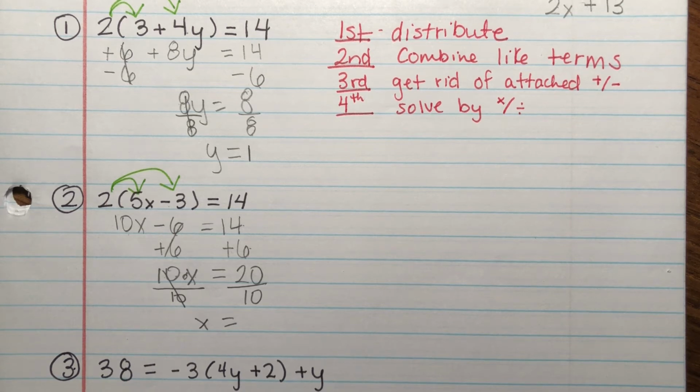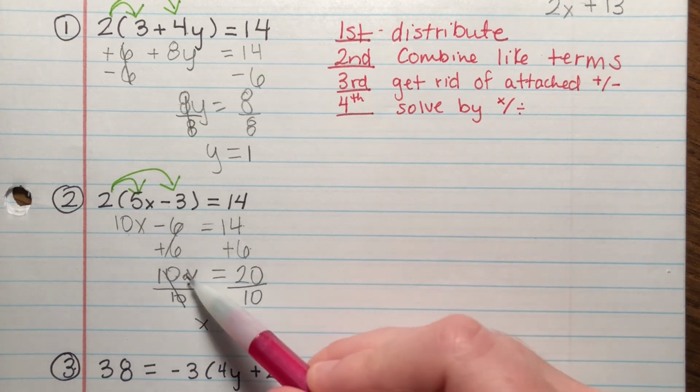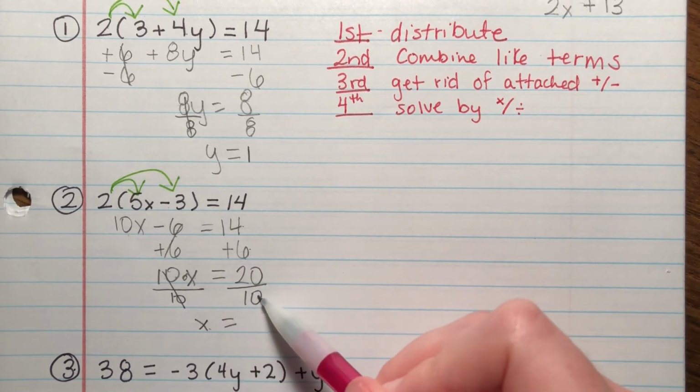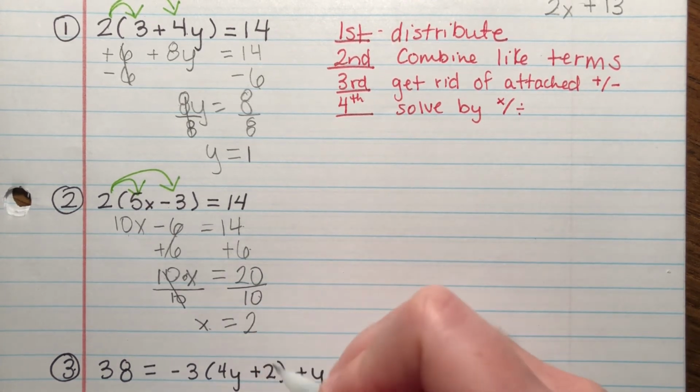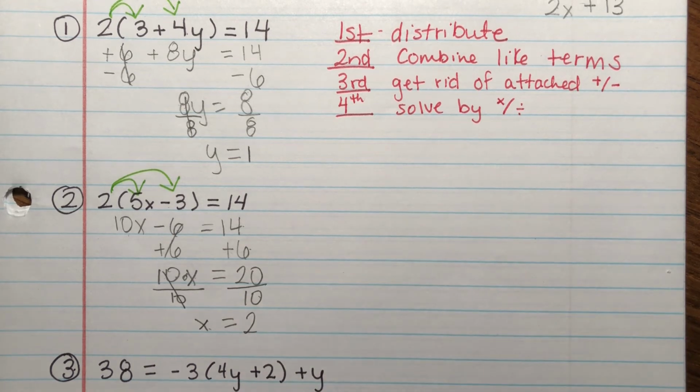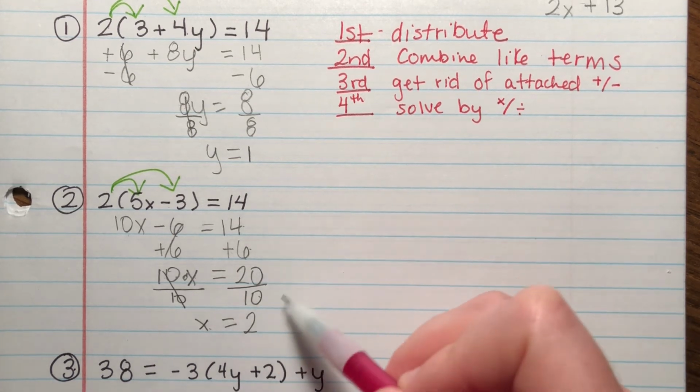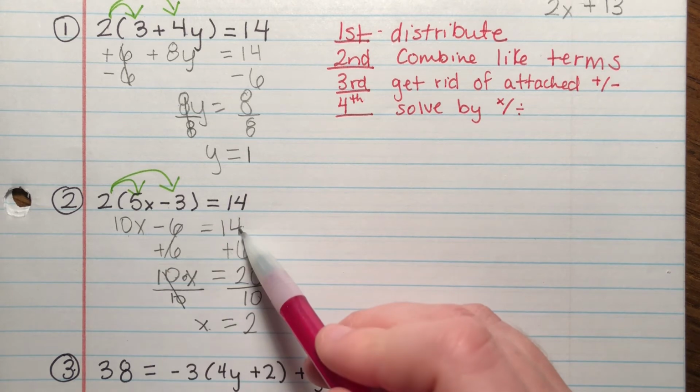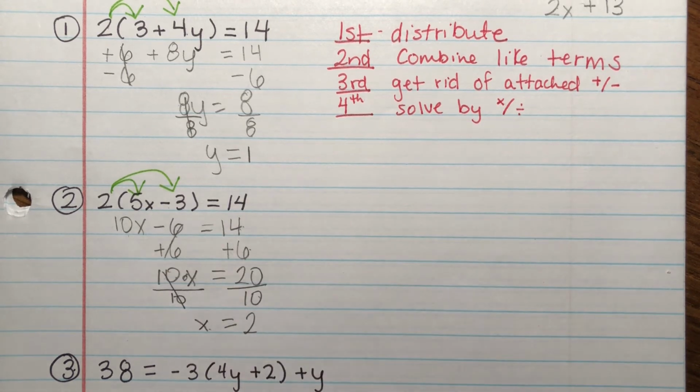So I'm left with x on this side, and 20 divided by 10 is 2. And as always, if you wanted to plug in, you could always plug in up here. You could plug in here. It really doesn't matter which one you plug into. Okay?